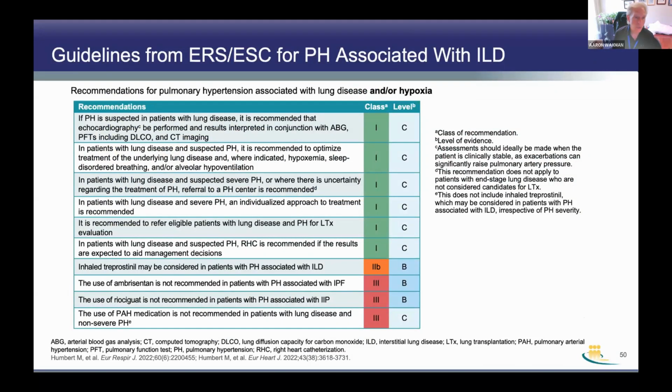As far as the guideline recommendations, you can see that for the most part, thinking about the diagnosis and moving towards a diagnosis, thinking about lung transplant, all come with a class 1 level C recommendation. When it comes to treatment, inhaled treprostinil is considered a 2B recommendation and a level B for consideration of treating those patients. However, treatment with ambrisentan, riociguat, and the use of any PAH medication is really not recommended at this time.